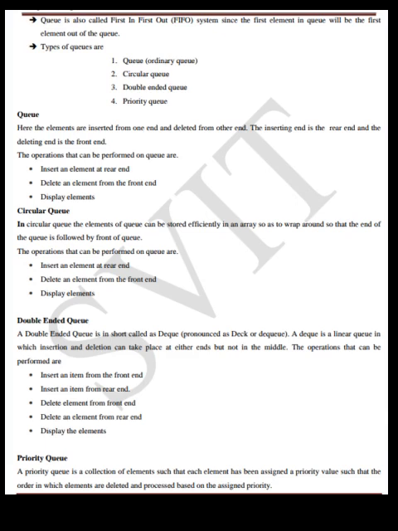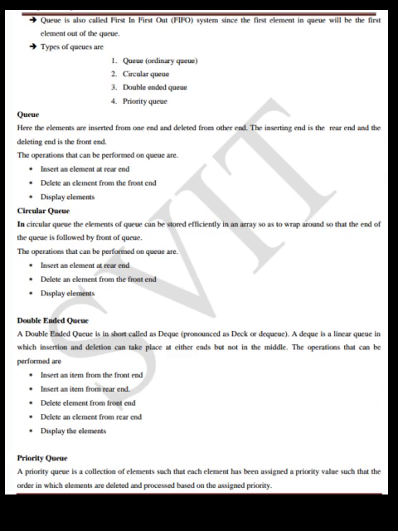Types of queue are ordinary queue, circular queue, double-ended queue, and priority queue. Queue: here the elements are inserted from one end and deleted from the other end. The inserting end is the rear end and the deleting end is the front end. The operations that can be performed on a queue are insert an element at the rear end, delete an element from the front end, and display elements. Now let us see circular queue.